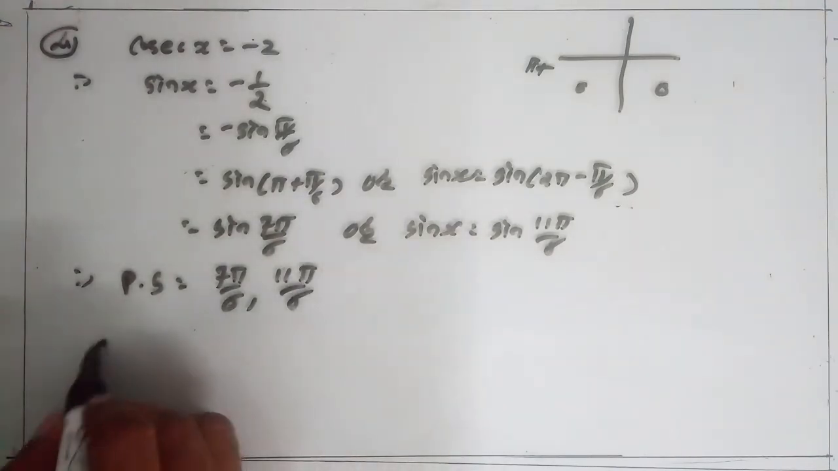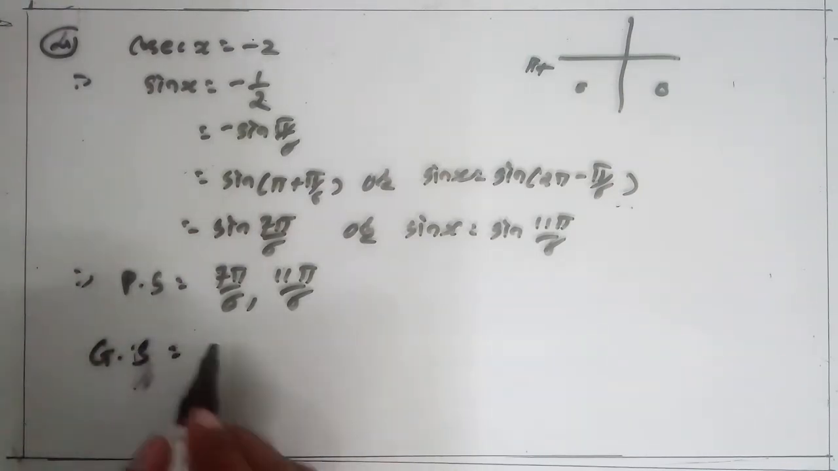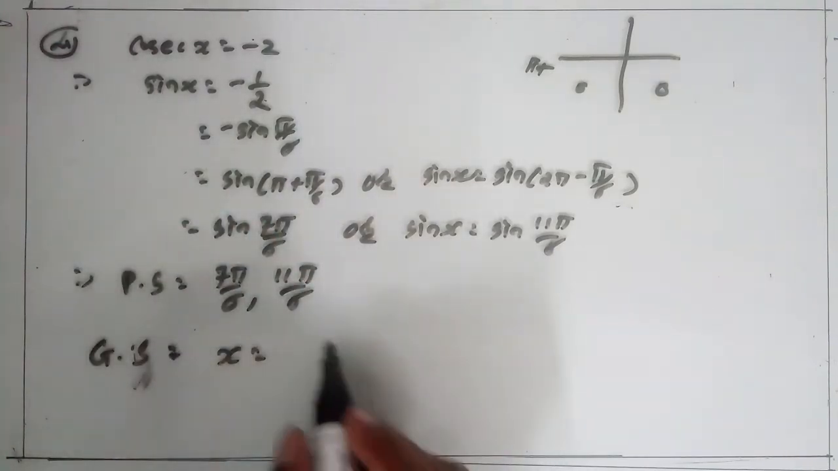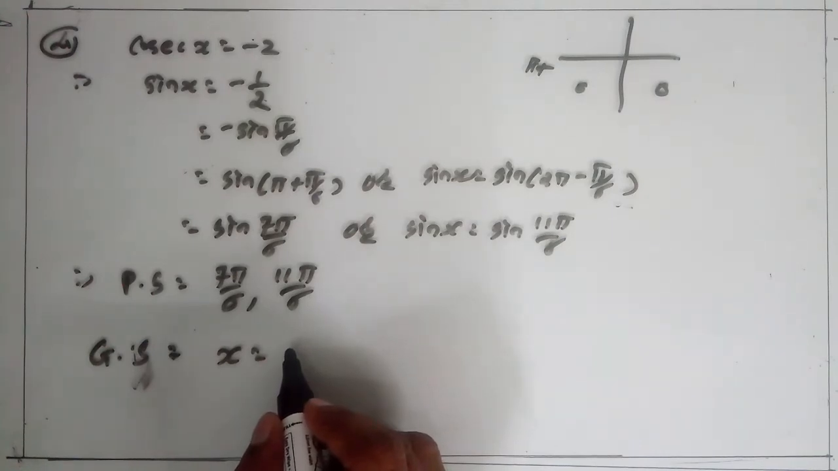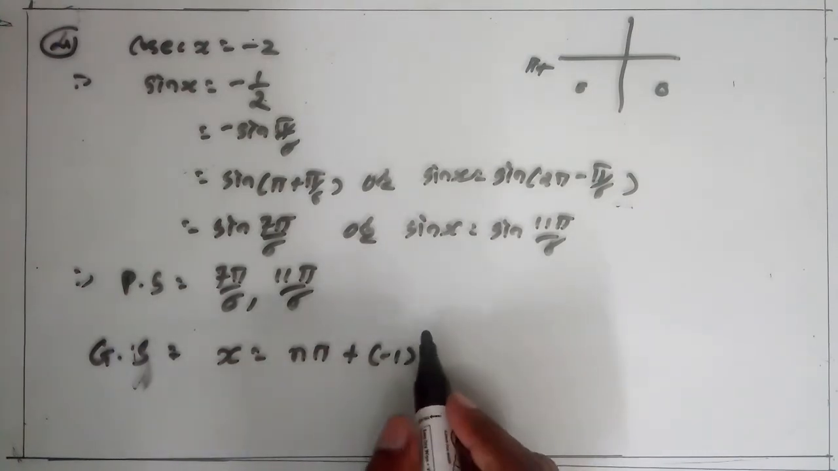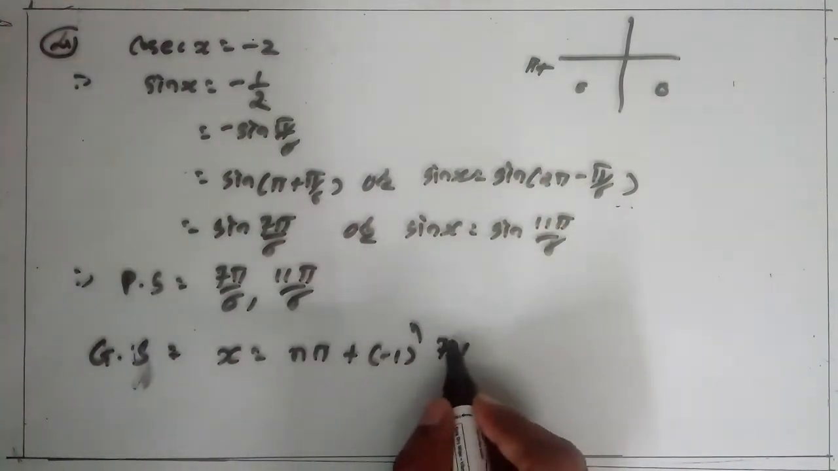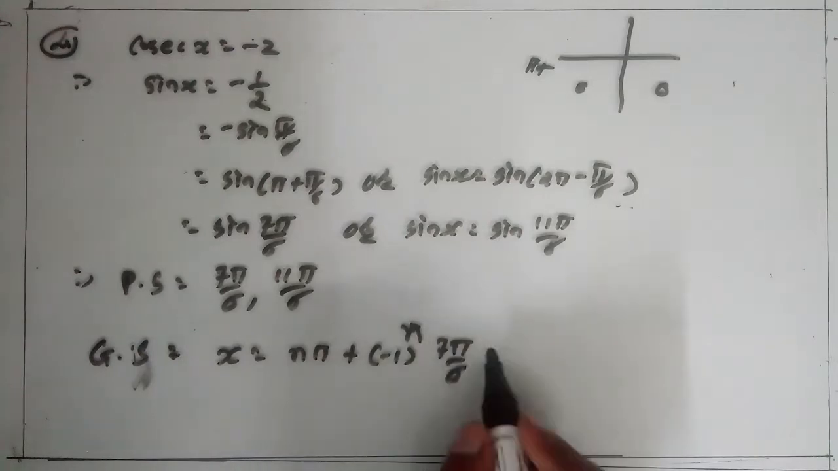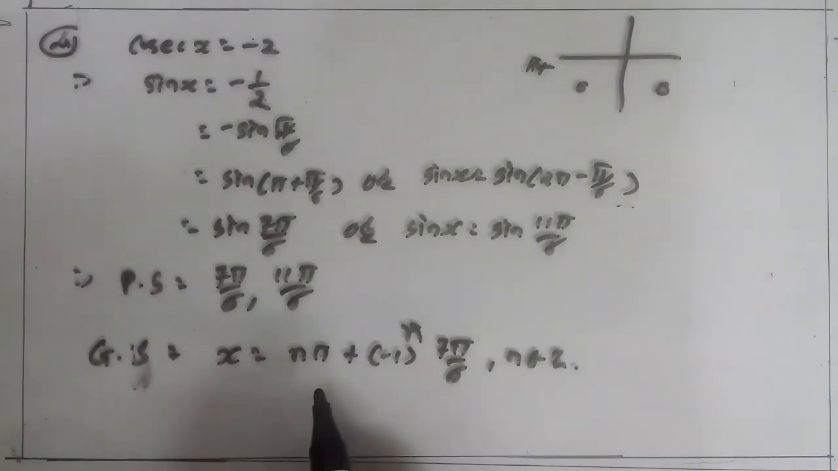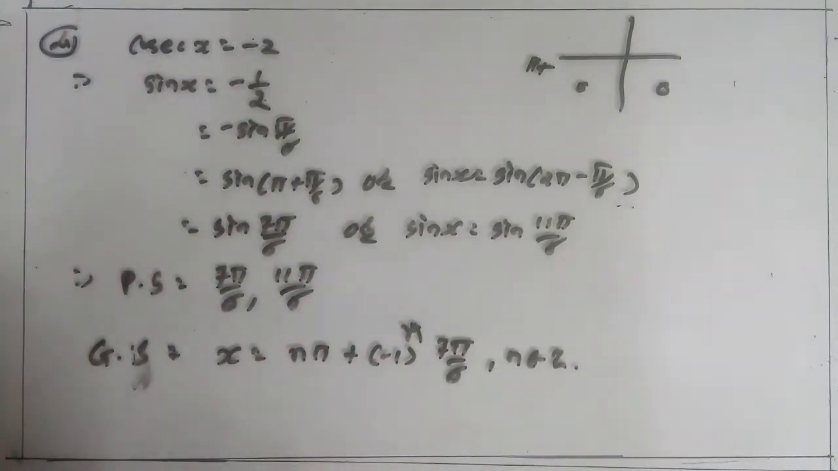Clear? And what do you say about general solution? General solution is equal to, in reducing form, x is equal to, we know that for sin, n pi plus minus 1 raised to n, times 7 pi upon 6. Clear this? And n belongs to Z. This becomes the general solution of cosec x is equal to minus 2. Clear?